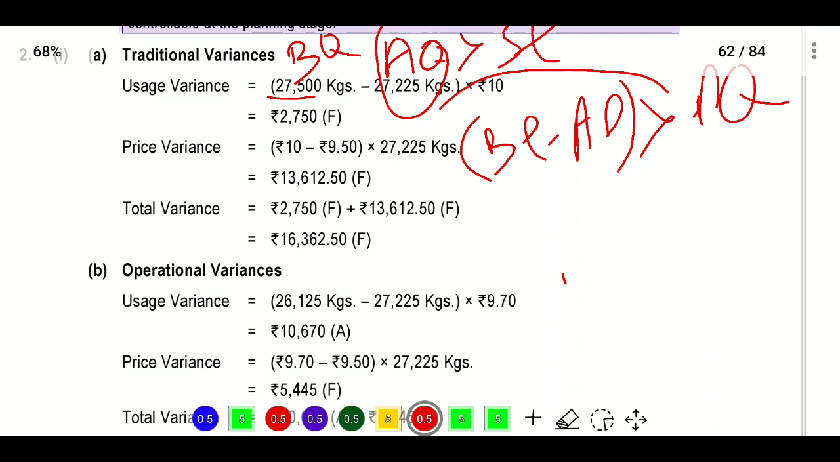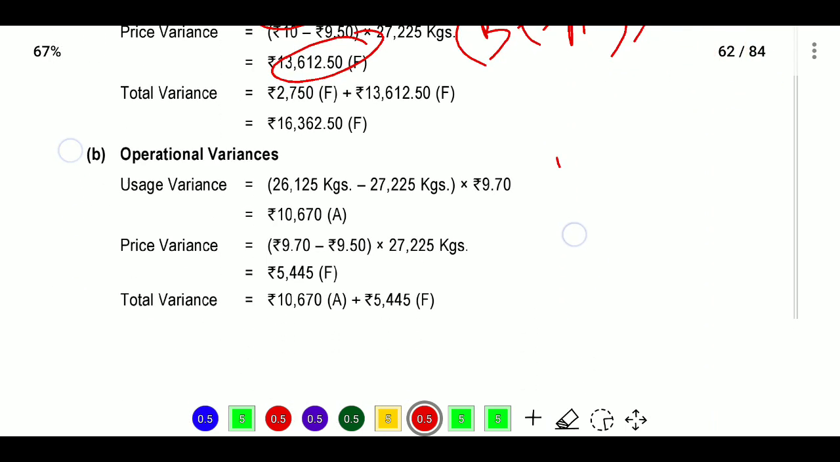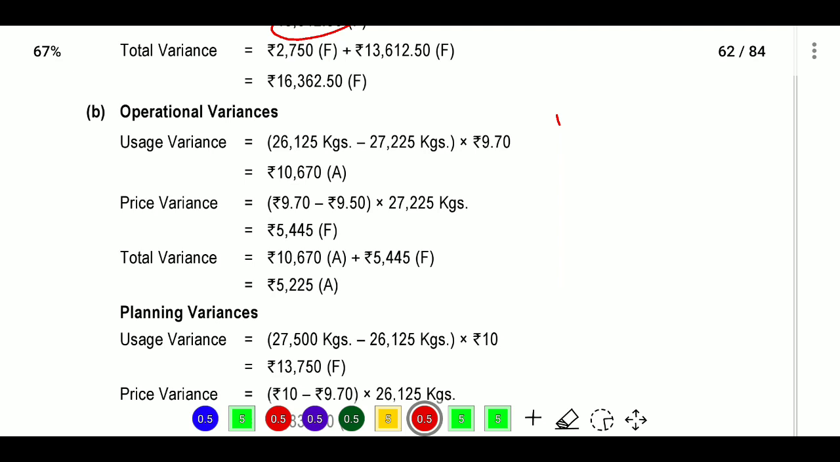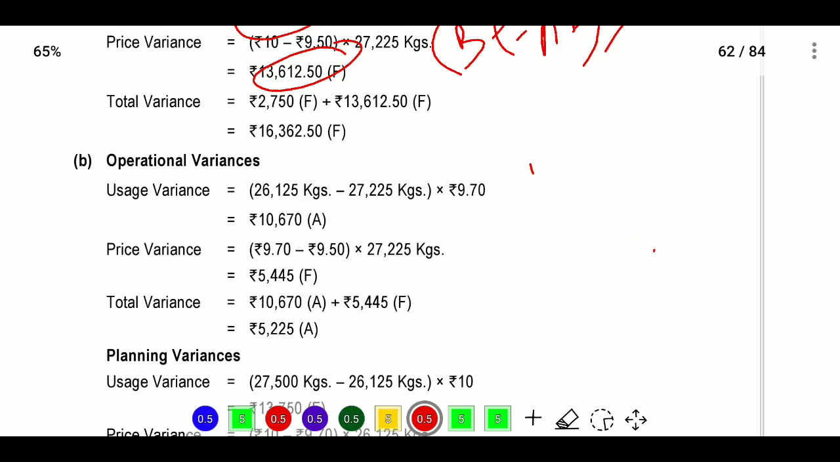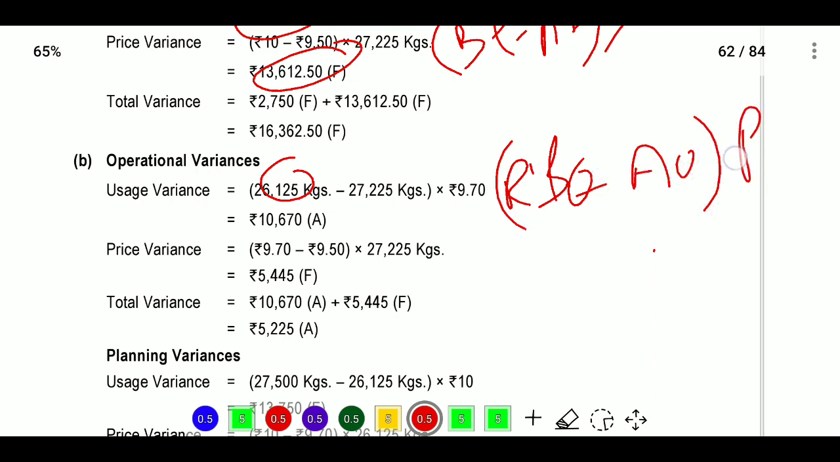Next, we will get the total variance. If you add these two, we will get the total variance. Next, the operational variance, which is about doing the operations. So we will revise the quantity and take the revised budgeted quantity. Revised budgeted quantity minus actual quantity, and which price will we take? The revised price will be taken.